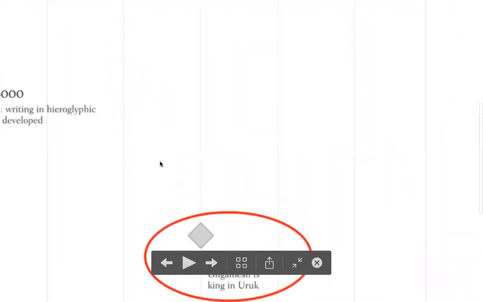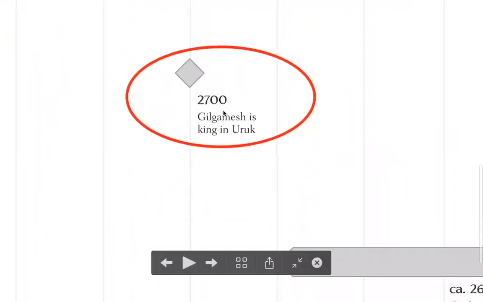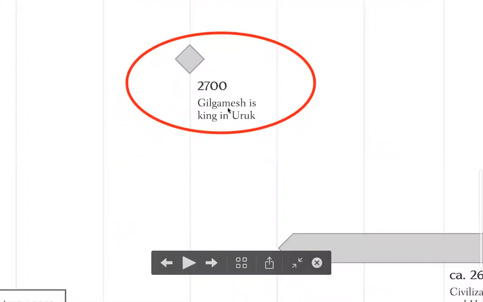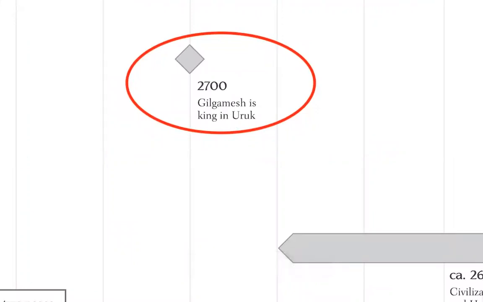There's also down here around 2700, Gilgamesh is a king in Uruk. So he was in fact a real historical king. In the epic, he is lauded or portrayed, characterized as a demigod, like half king, half god. But he was a historical king. We have records of him and lots of statues commemorating his reign.